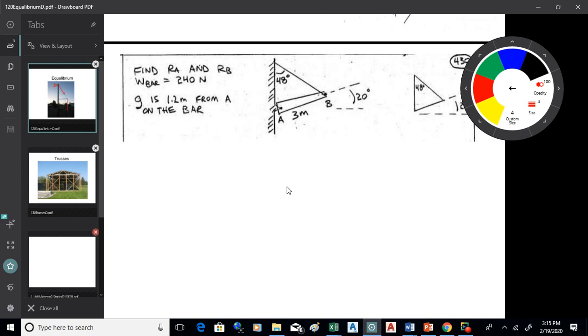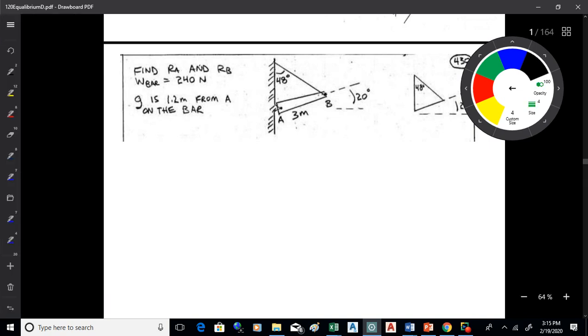All right, so what I'm going to do here is look at G, 1.2 meters from A on the bar. I would assume that's running parallel to the axis of the bar, so that would be something like that, 1.2 meters. Okay, that's G. And that would be where the weight of the bar is applied, and that's 240 newtons. Okay.